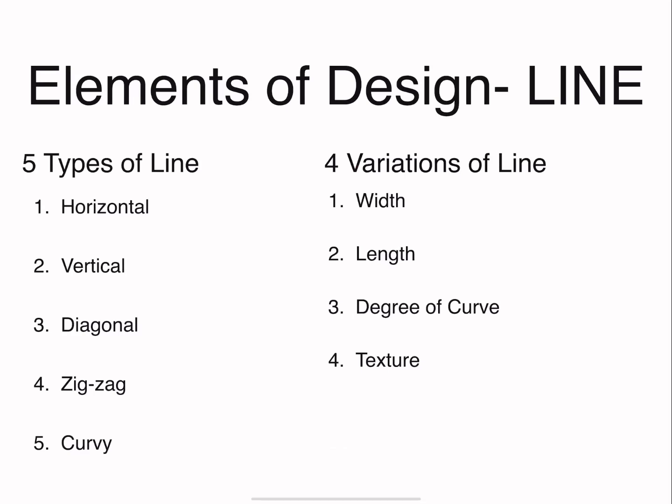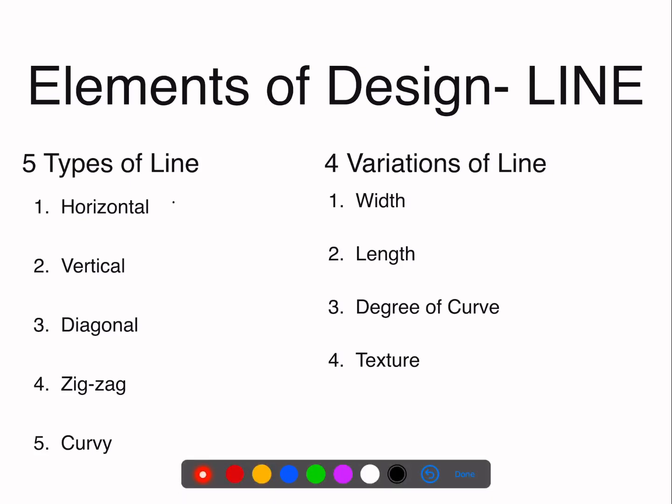Line is the first element of design that we're going to be exploring. And there's 5 different types of line. There is horizontal, vertical, diagonal, zigzag, and curvy. Now I know what you're thinking. Those lines look really boring. And they are. So we have to try to make them a little bit more exciting. Anytime you're incorporating line into your own artwork, you want to think about how can I make this basic line look more interesting? And to do that, you want to vary it one of these 4 ways.